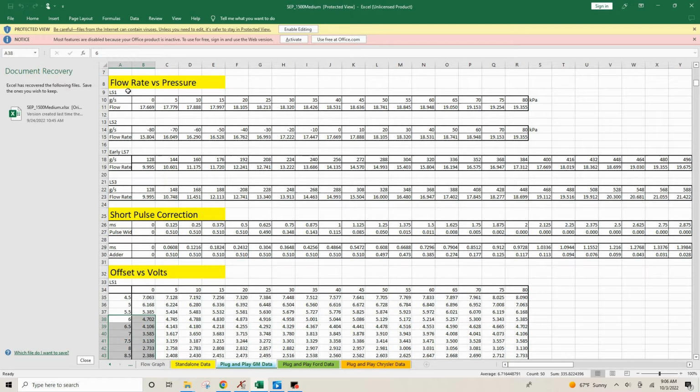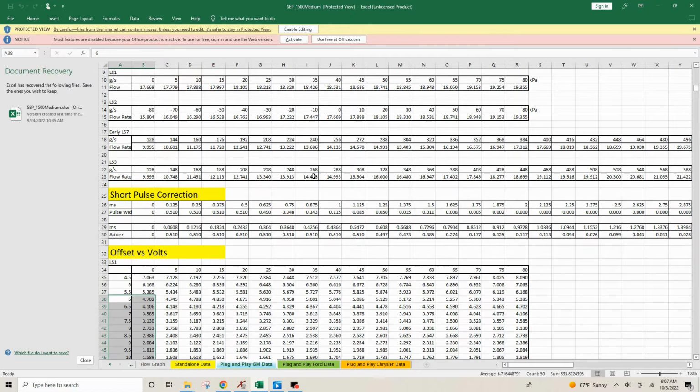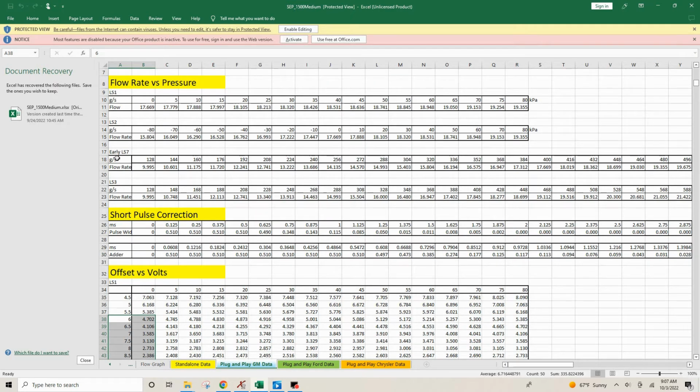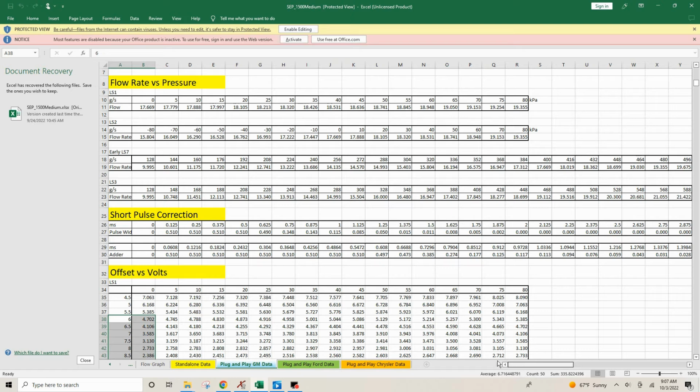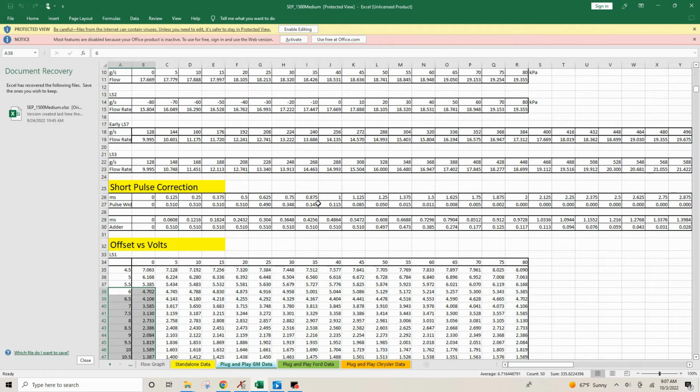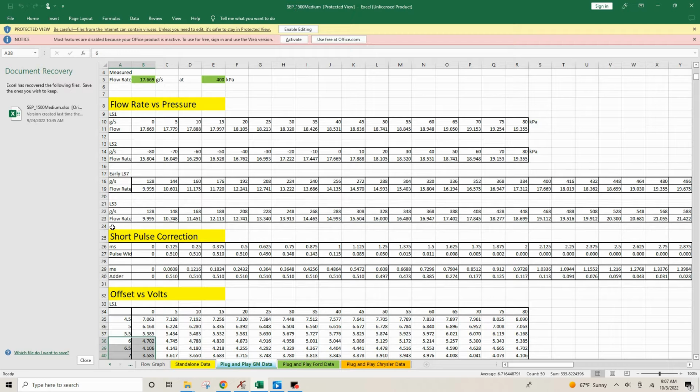We're going to look at our flow rate versus pressure on our injector data sheet. You can use any one of these, but since I'm running a set of Snake Eater 1500s, I'm just going to go with the LS3 graph here. You have an early LS7, you have an LS2, and an LS1. So I'm going to go ahead and use this LS3 graph.